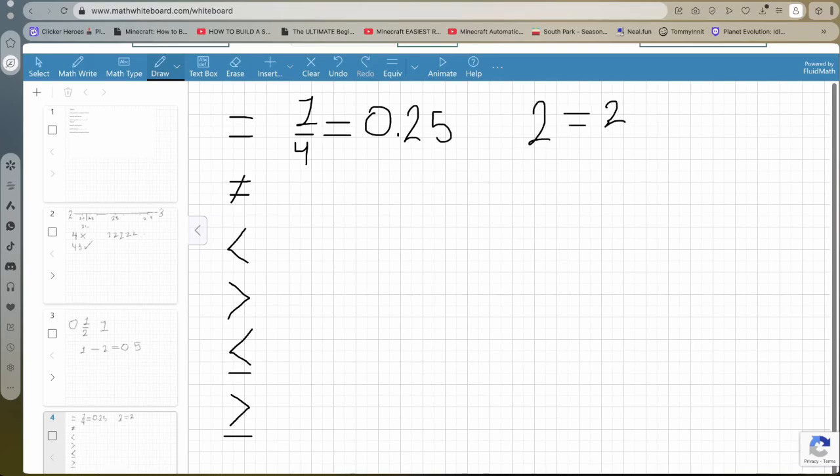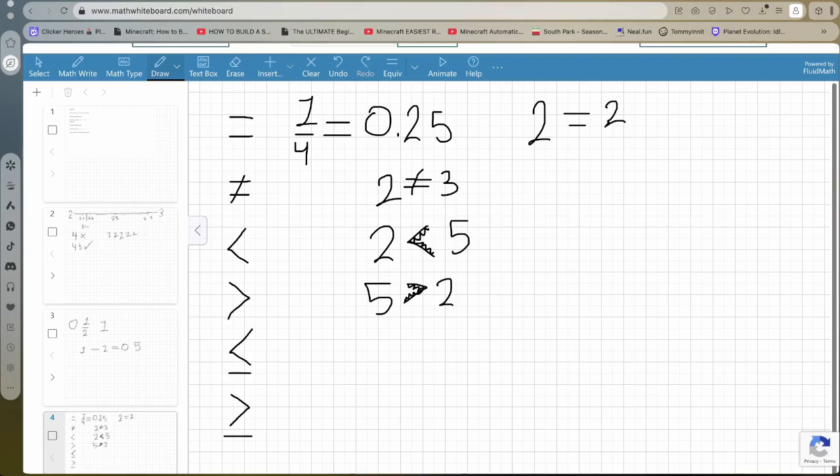This next sign means the exact opposite of the equal sign. For example, 2 is not equal to 3. This sign here means smaller than. For example, 2 is smaller than 5. You can imagine it as a crocodile mouth, the smaller number eating the larger number. This is the same for this one, which is larger than. So 5 is larger than 2.